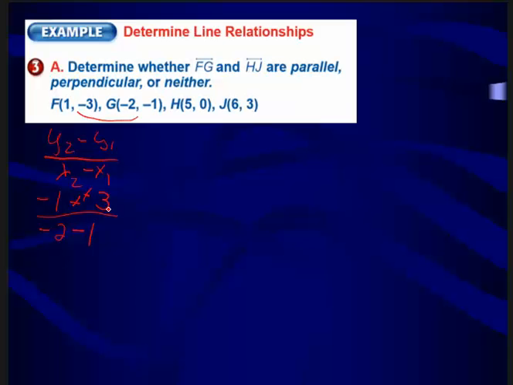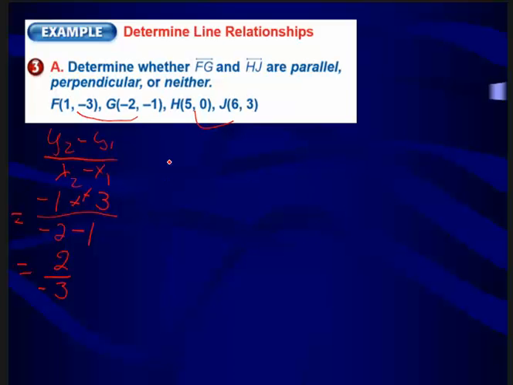-1 plus 3 is 2. -2 minus 1 is -3. Watch your algebra there. Careless mistakes a lot from misadding and subtracting these numbers. Now let's do line HJ.